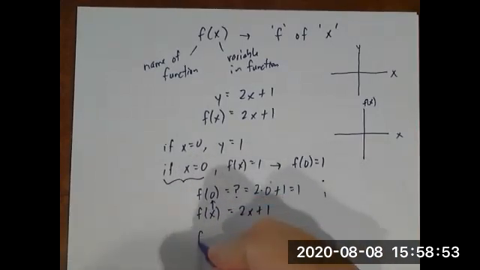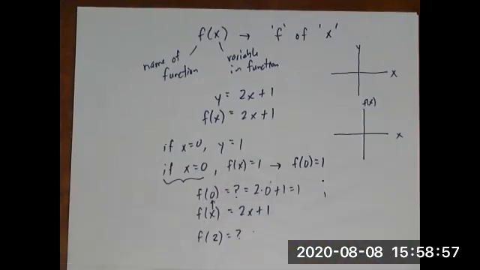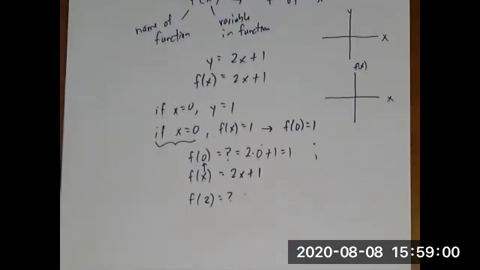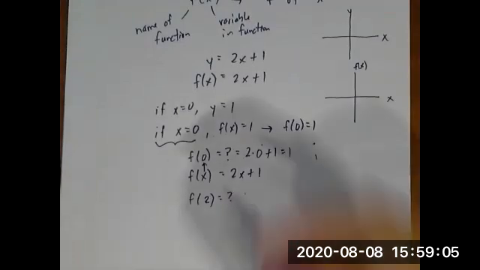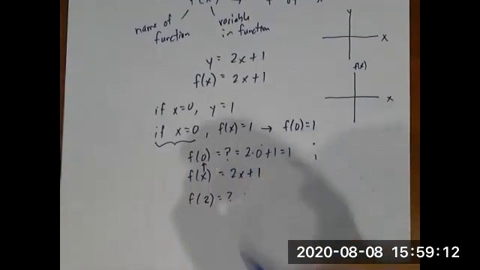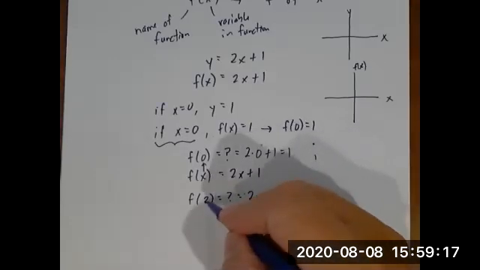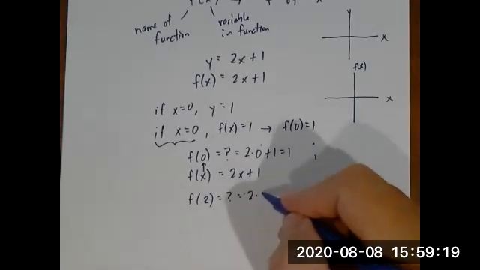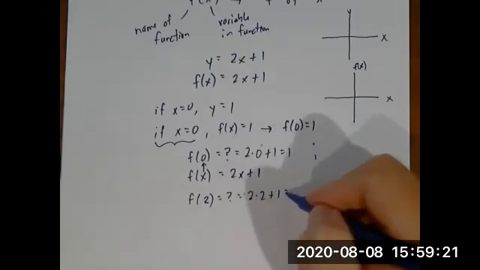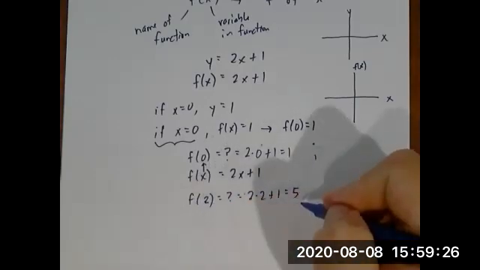Just for fun, what if I said, what does f of 2 equal? F of 2 means you go back to your original function. Every place you have an x, you replace it with 2. So 2x plus 1 becomes 2 times, but I'm going to put in 2 for x, plus 1. That's 5. F of 2 is 5.